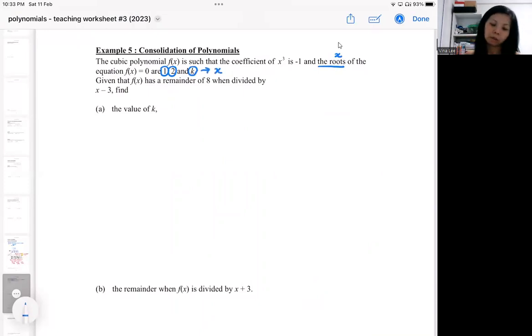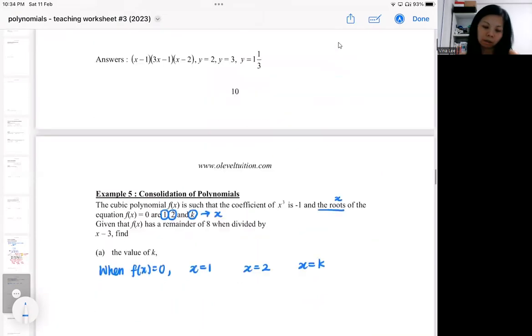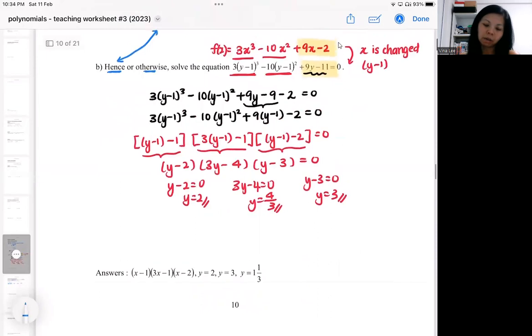Okay, so let's try to rephrase the question. What the question is trying to tell you is when f(x) is equal to 0, you end up having x equal to 1, you end up with x equal to 2, you also end up with x equal to k. That is the meaning of the roots. So you get 3 roots. So it's a bit like the answer here. I got 3 values of y.